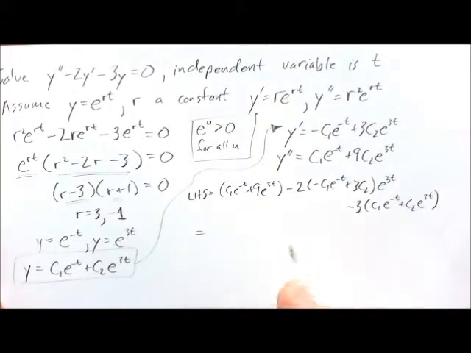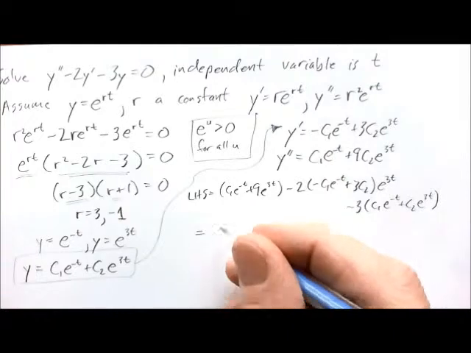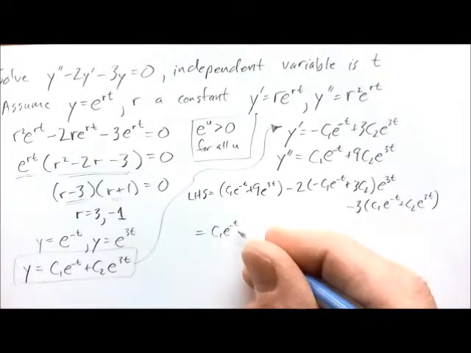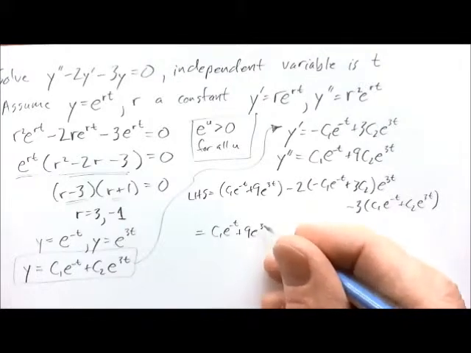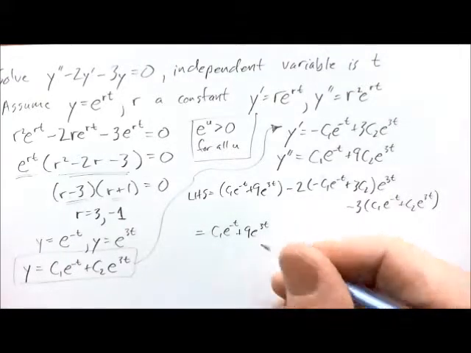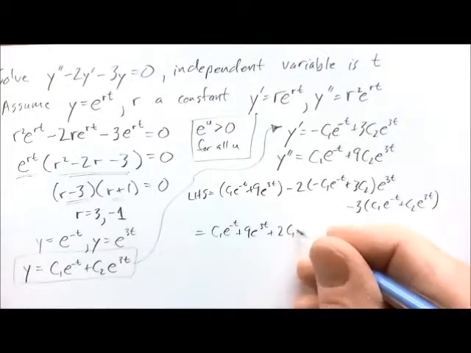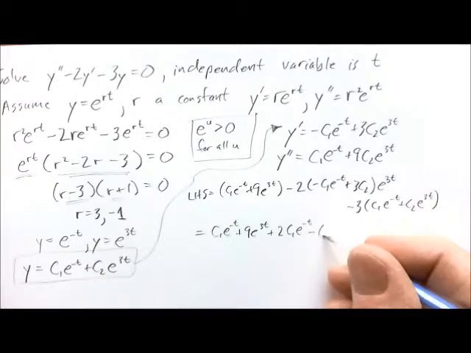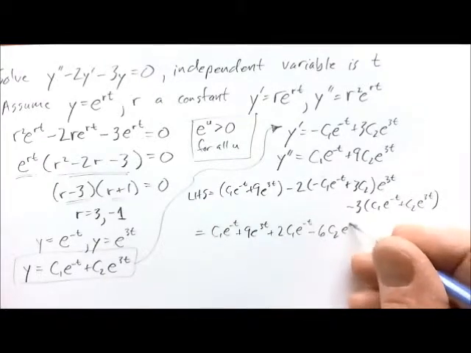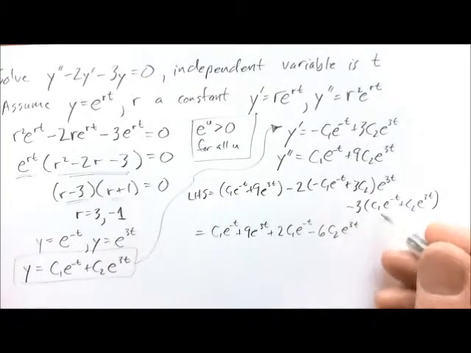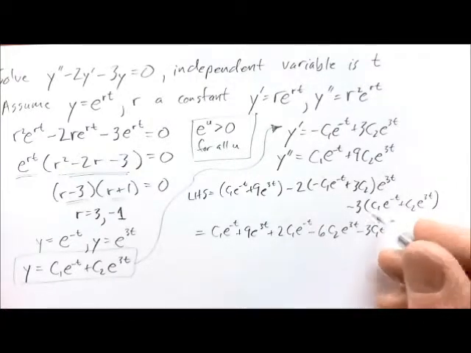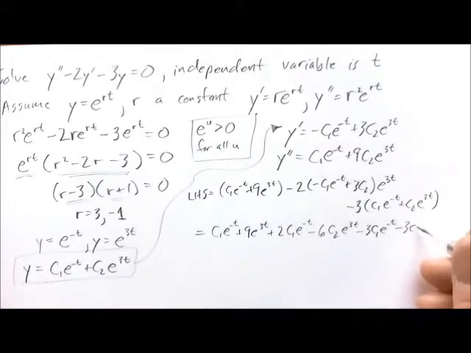So if we then distribute, we can get rid of these two guys. So we have c1 e to the minus t plus 9 c2 e to the 3t. And then here we have plus 2 c1 e to the minus t and minus 6 c2 e to the 3t. And then minus 3 c1 e to the minus t and minus 3 c2 e to the 3t.